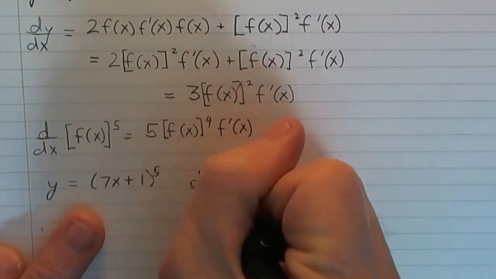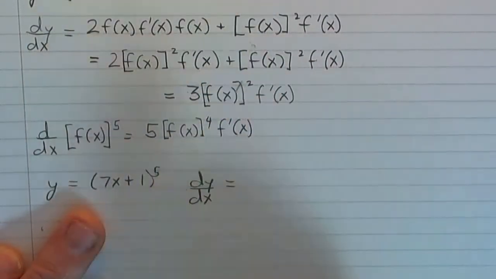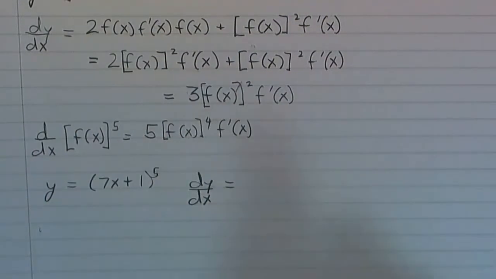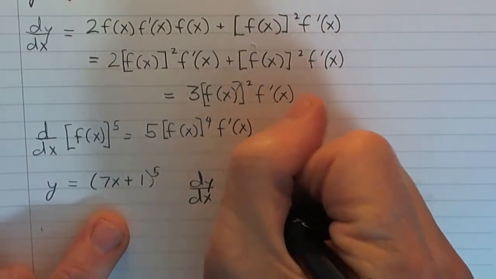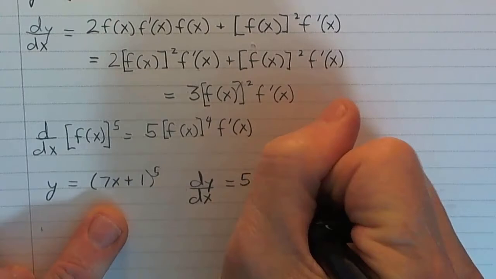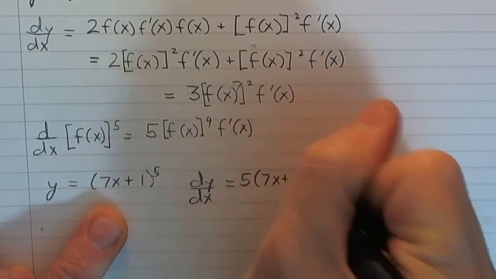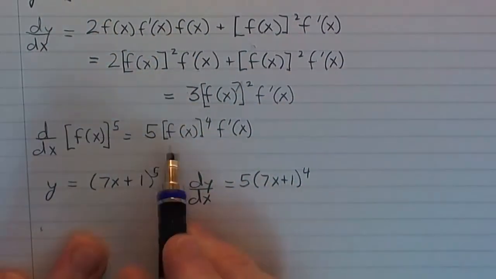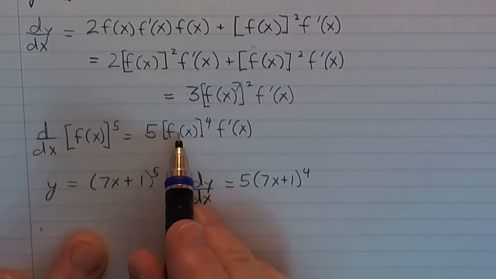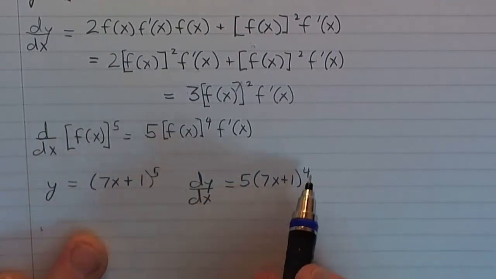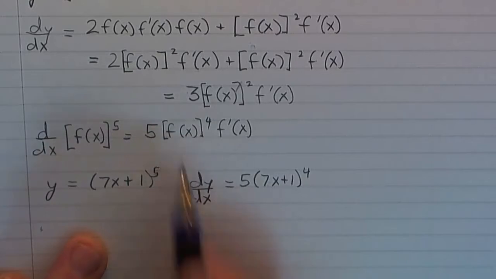So here we go, dy dx. I take the derivative of the outside. So I've got 5 f of x to the fourth. See? Look how it matches. 5 f of x to the fourth. See, it's kind of like that.